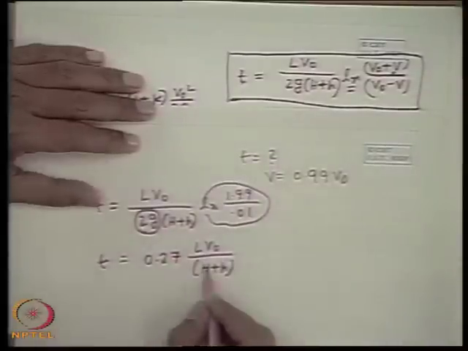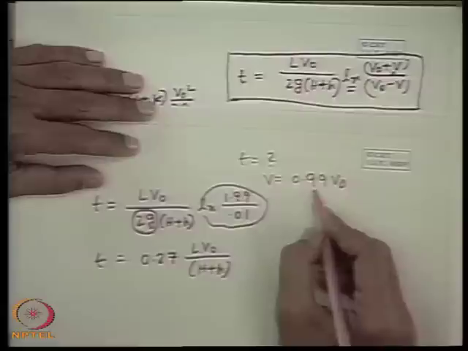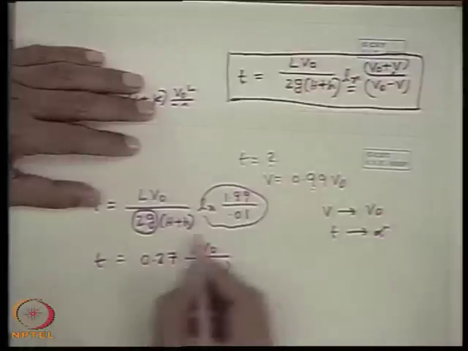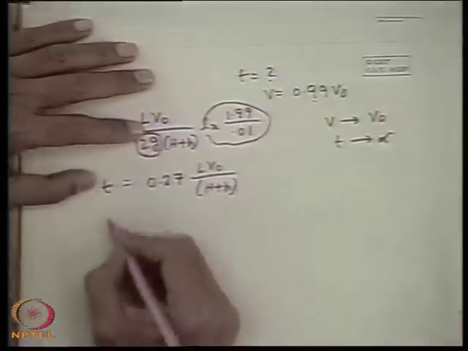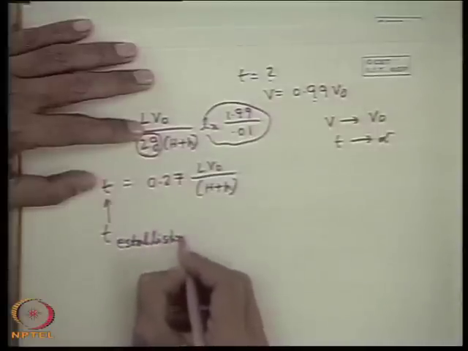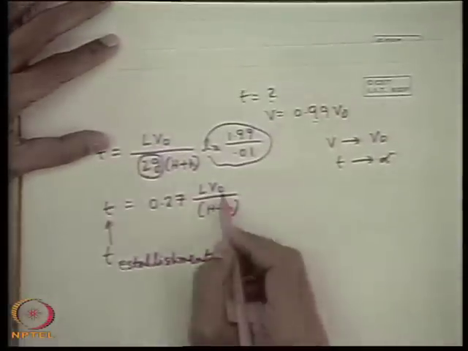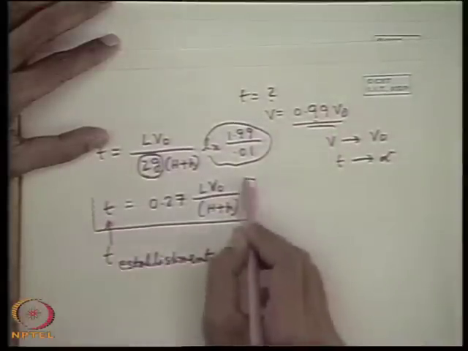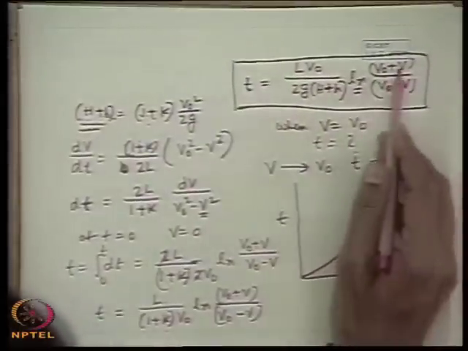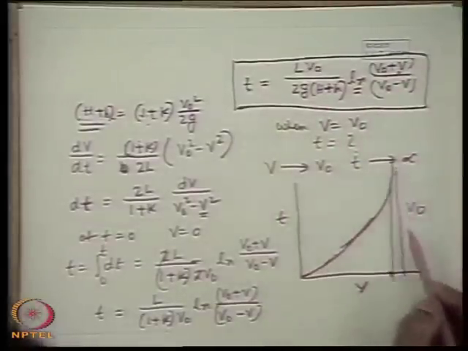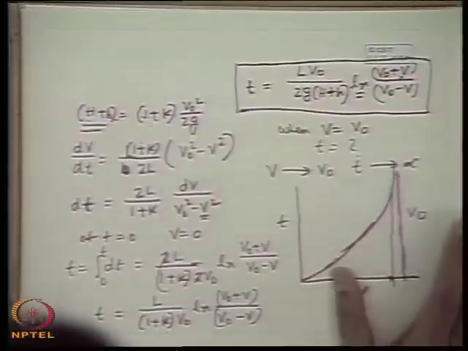That means we say that a finite time is there to reach 99% of the steady state velocity, or any fraction of the steady state velocity. But V will approach V0 only when t approaches infinity. So this is defined as a convention as the time for establishment of the flow, flow establishment. That means there is a time required for the velocity of the flow to reach 99% of the steady state velocity, and it is given by this expression. So the general equation is the time required for the fluid to reach any velocity V from rest, where V0 is the steady state velocity, and the typical response of the velocity is like that. If this is V0, it will reach V0 asymptotically with time.